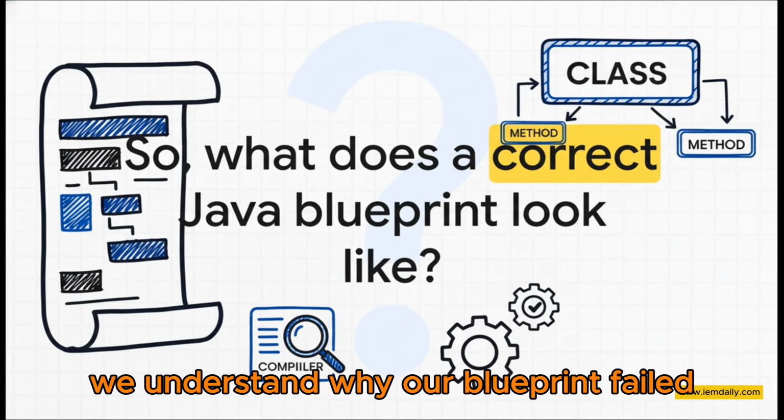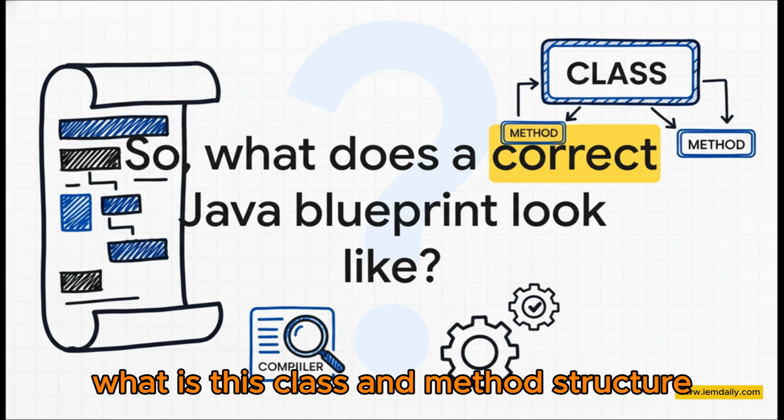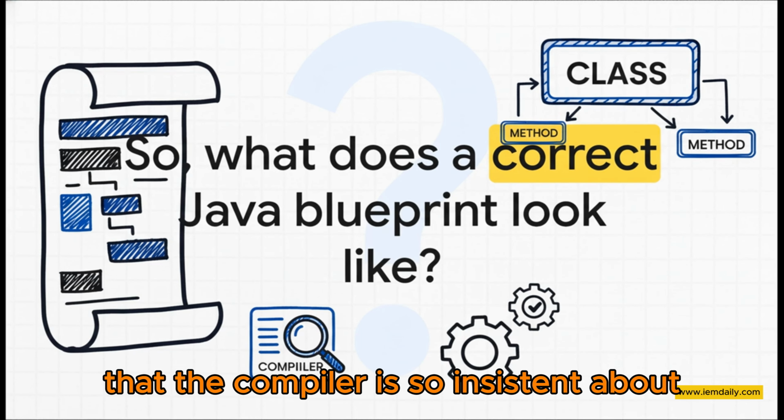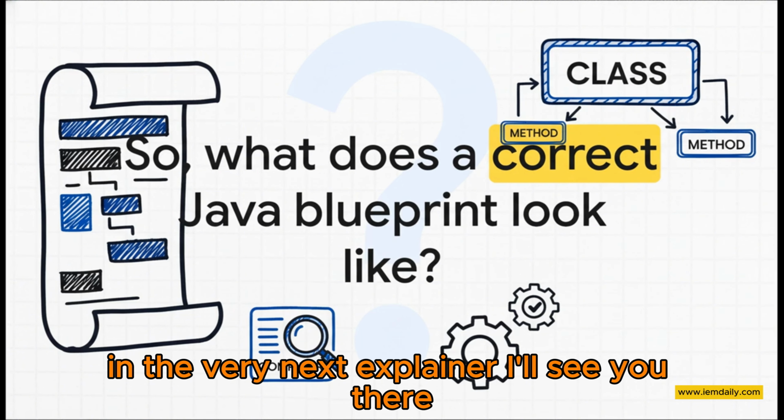And that leaves us with the perfect question to wrap things up. We get it now, we understand why our blueprint failed, but what does a correct one even look like? What is this class and method structure that the compiler is so insistent about? Well, that's exactly what we're going to build together in the very next explainer.